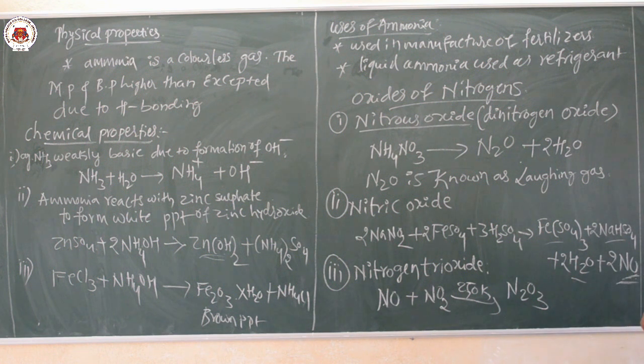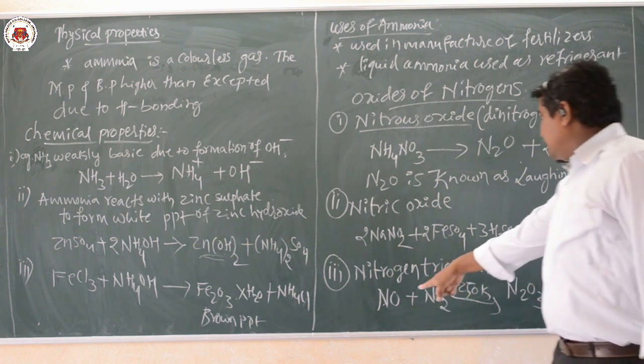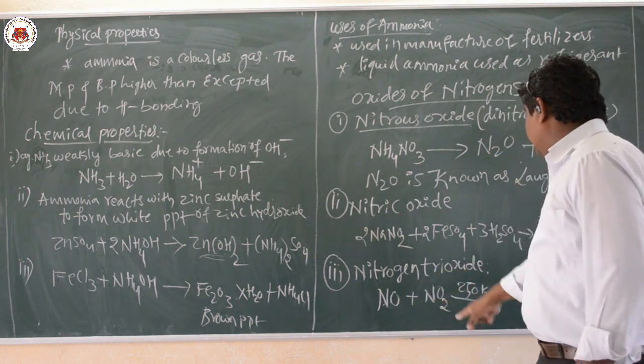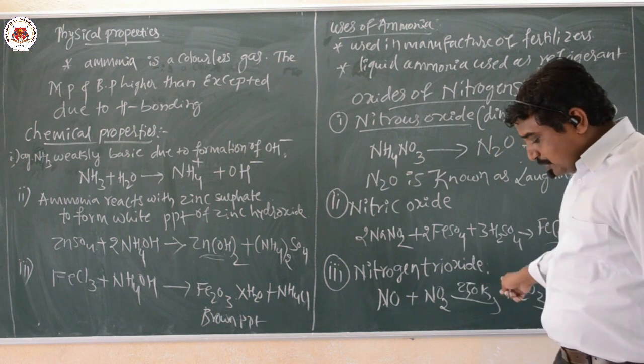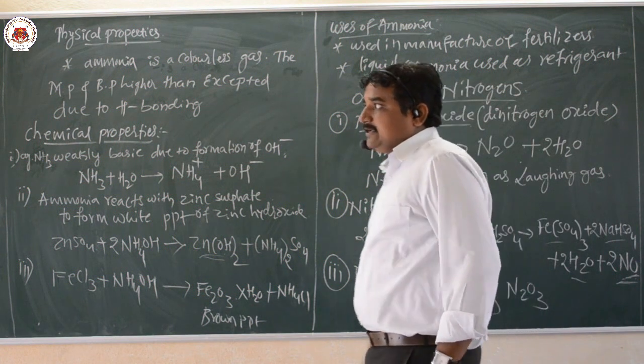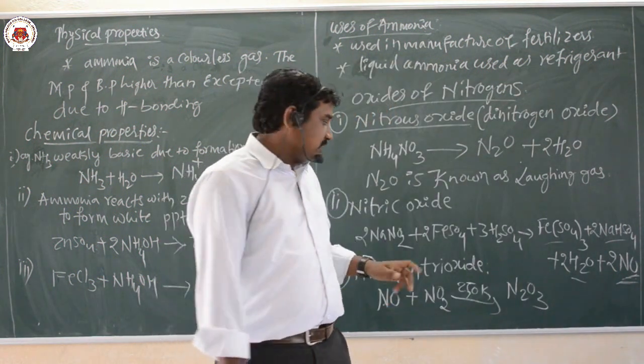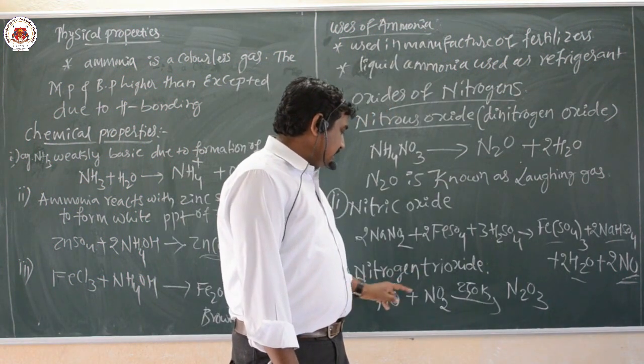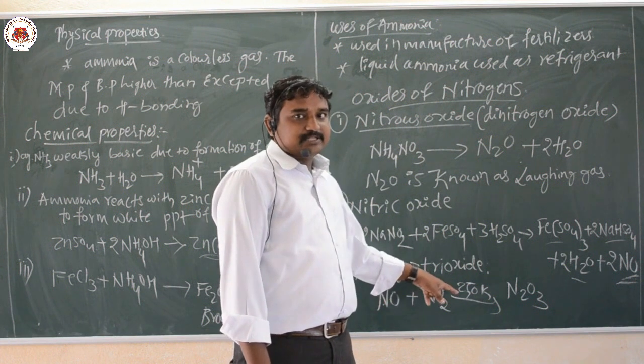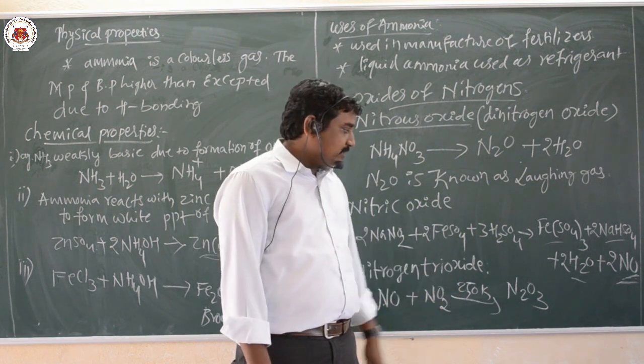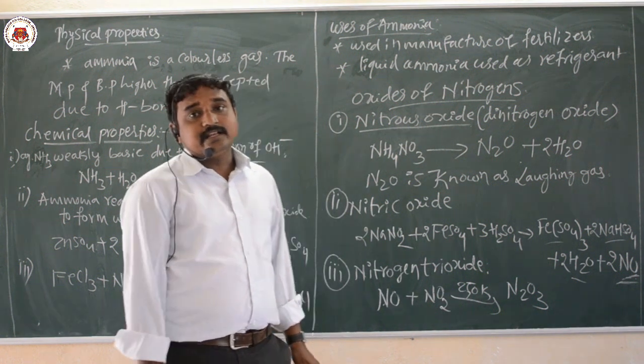And the third oxide is nitrogen trioxide. It is formed by the combination of nitric oxide and nitrogen dioxide below a temperature of 250 Kelvin. So nitric oxide and nitrogen dioxide, at temperature below 250 Kelvin, form nitrogen trioxide.